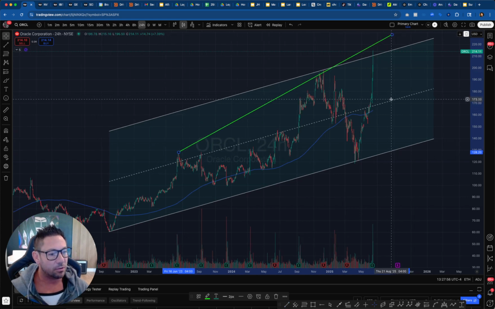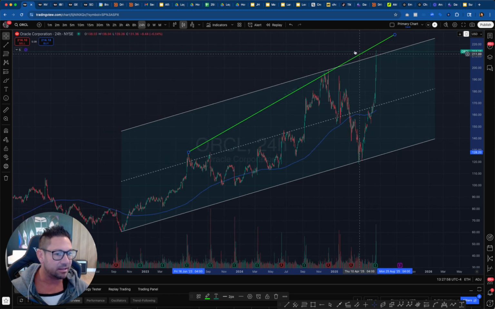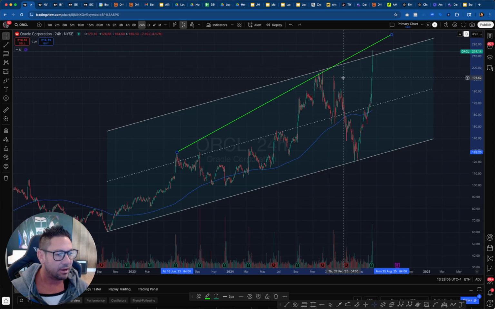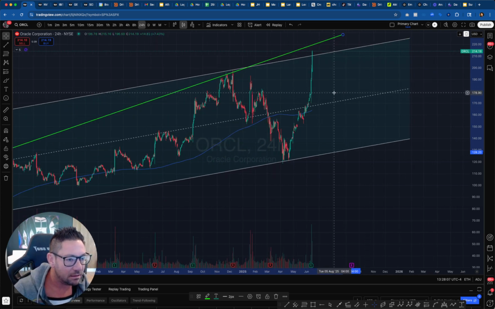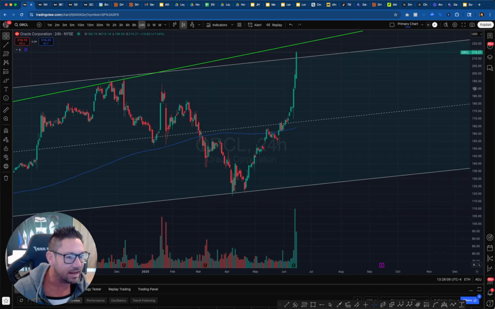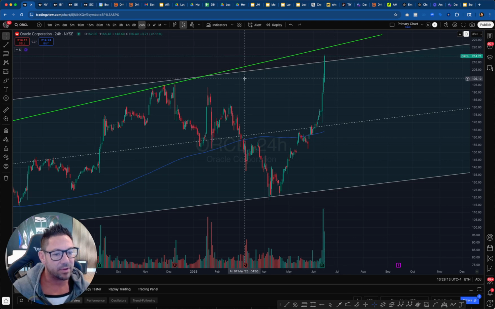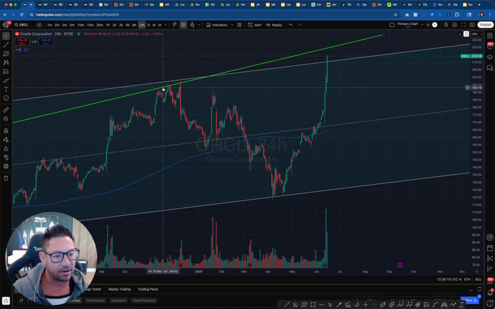Okay, so here's how I'm seeing things, and let's put on the daily real quick to see if that changes anything. Yeah, not really. So we're going to go back to the 24-hour, and you can see that if we zoom in on where we're at today, we overthrew the parallel, right? And then we have these highs right here connected.